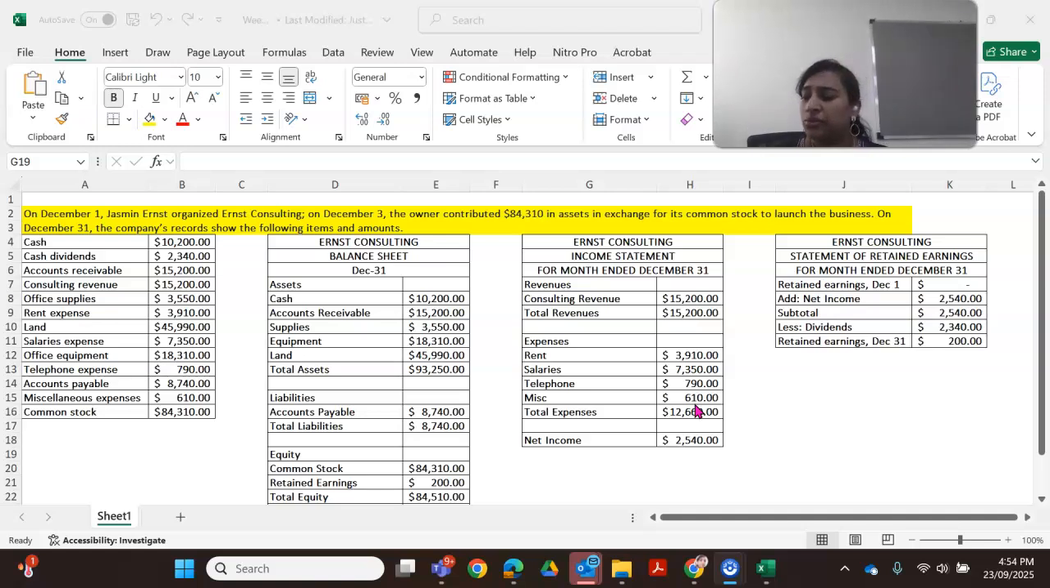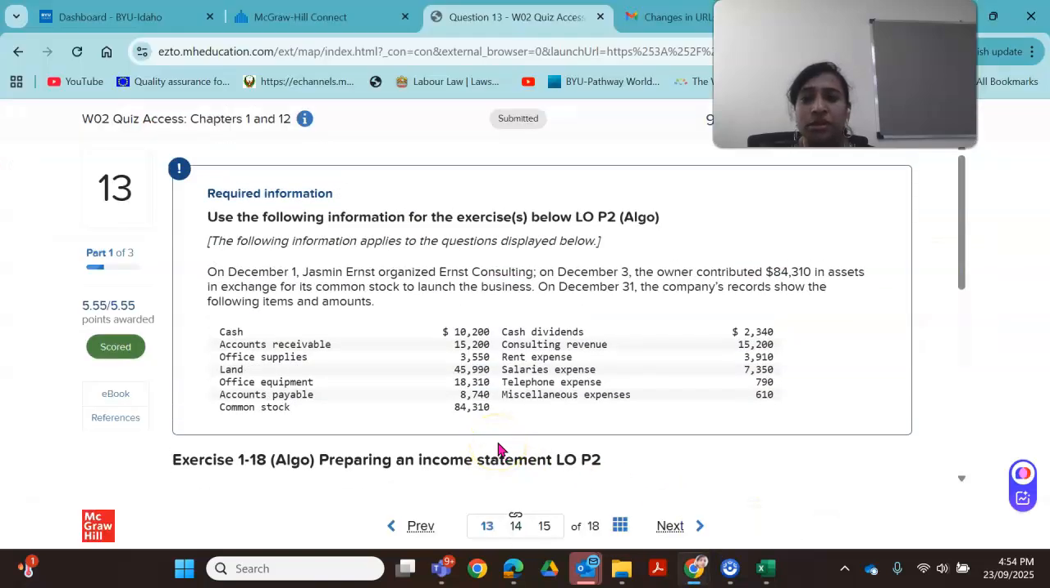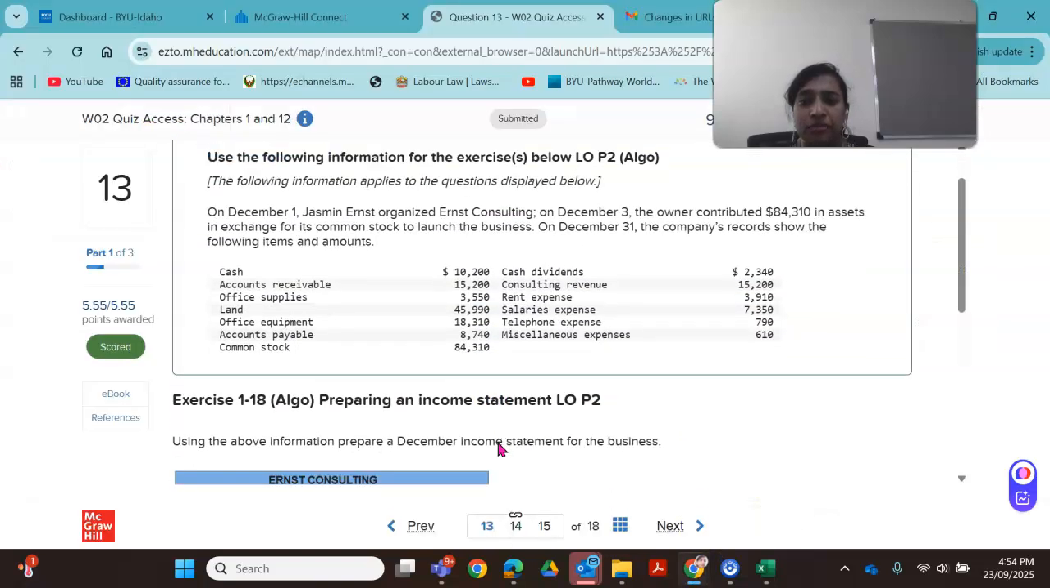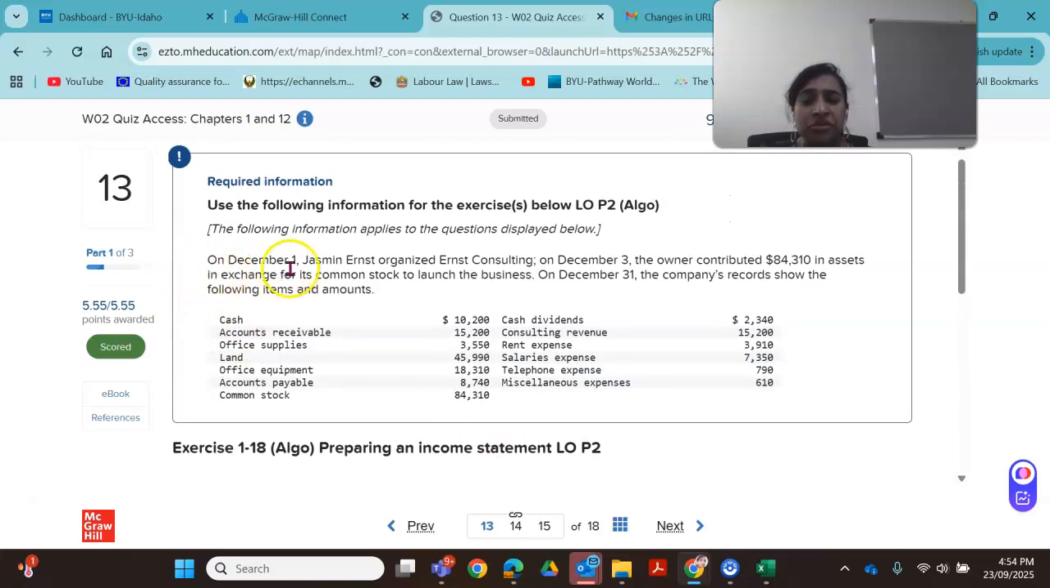And this week I have gone through week one and week two. Also, what I have learned is how to make balance sheets, income statements, and statements of retained earnings. So I have taken this example from the quiz which is there in week number two. Here it says on December 1st, Jasim Ernest organized Ernest Consulting.